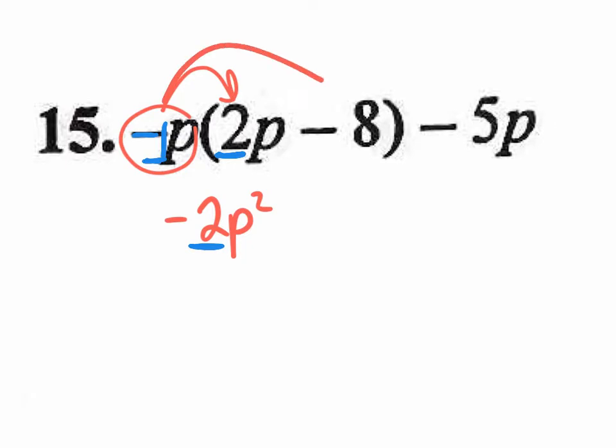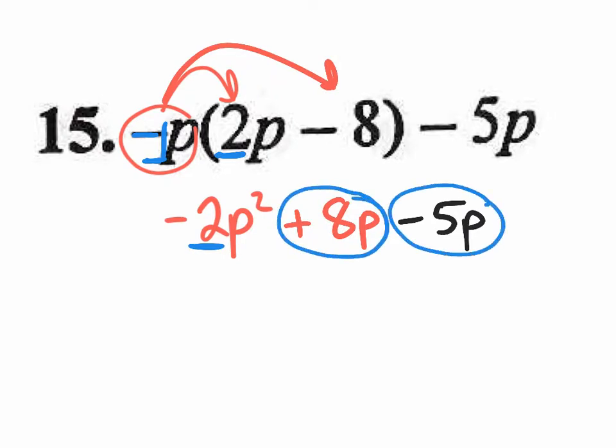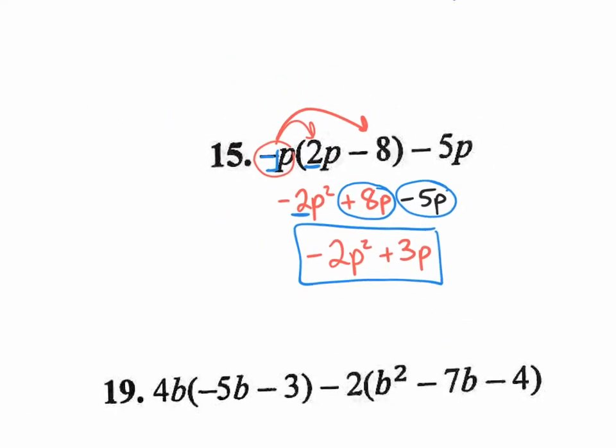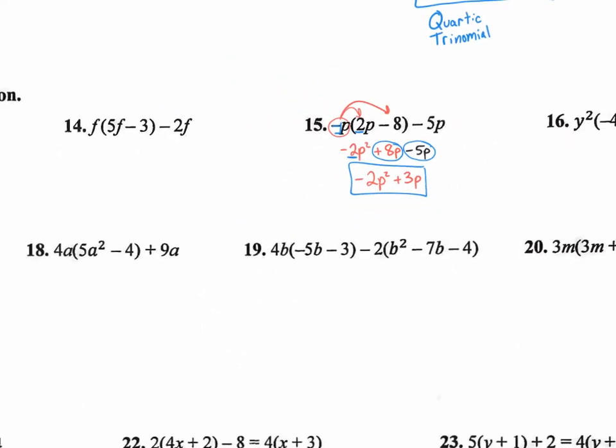Then we go negative 1p times negative 8, that'll be a positive 8p. And then of course we bring down the minus 5p, and we have those 3 terms. And after distributing, you always try to combine like terms. So out of those 3 terms, what could you combine? You could combine the 8p with the minus 5p. So your answer will be negative 2p squared plus 3p. That's your answer. If you were to classify it, first and last name, that'd be a quadratic binomial. I'm not even writing it down anymore, but it's still good practice.